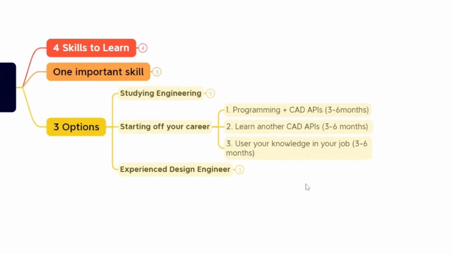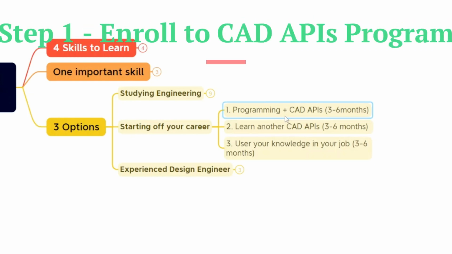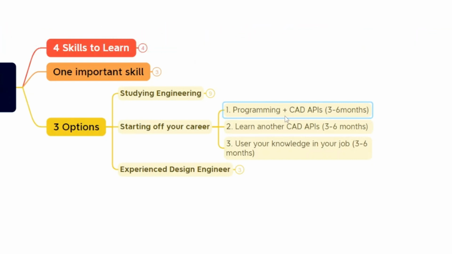First thing you have to do is enroll in a program where you are taught a programming language as well as CAD APIs. I have shared with you three top options to learn CAD APIs. One is CATIA CAA, another is NX Open, and the third is Creo Toolkit. You start with any one of these with a programming language included, and you undergo a three to 6 months program.